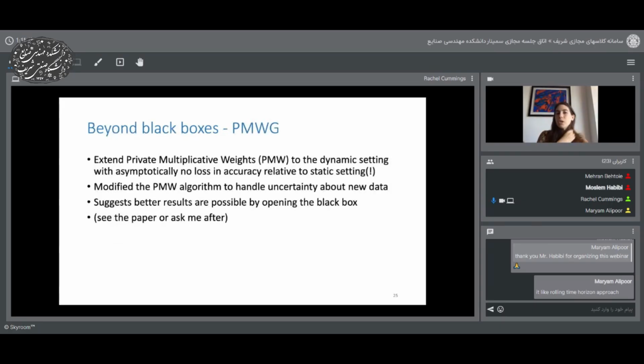We also do some things beyond the black box setting, and we peek inside of this black box. We extend a particular private algorithm, a differentially private version of gradient descent, to the growing setting, and there we show there's actually no loss in accuracy relative to the static case. It turns out we really do have to open this black box and tweak some things, and then we get better results.